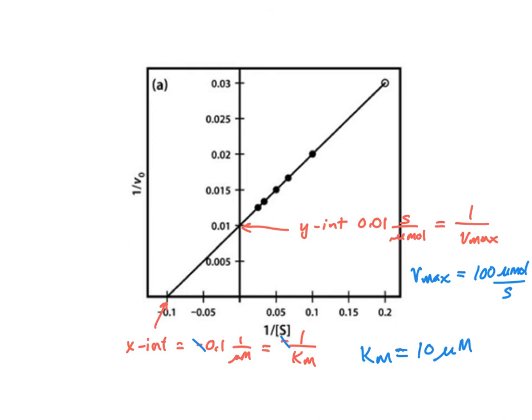So it's very simple to use the intercepts to get your data for Vmax and Km. That's the Lineweaver-Burk plot, and this will probably be used in lab, and we'll definitely use it in some of our homeworks as well.